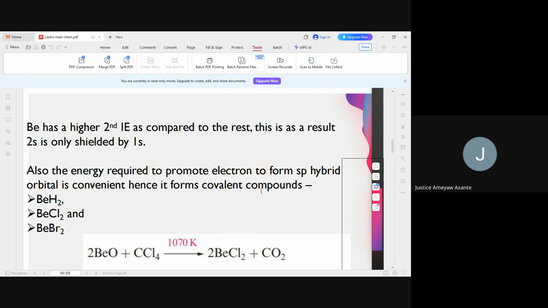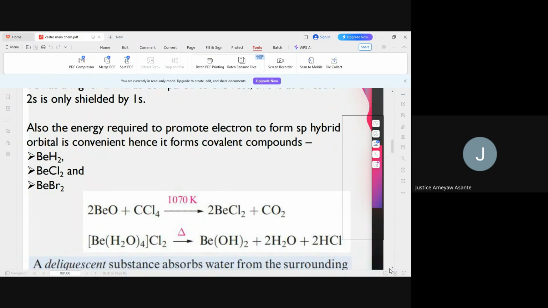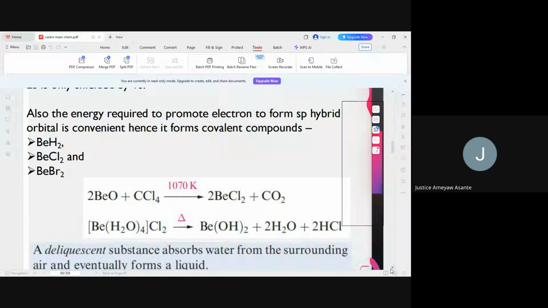Hence it forms covalent compounds. So beryllium forms covalent compounds, despite the fact that it is in group 2, where we think it should form ionic compounds. So beryllium hydride, beryllium chloride, and beryllium bromide are all covalent compounds.